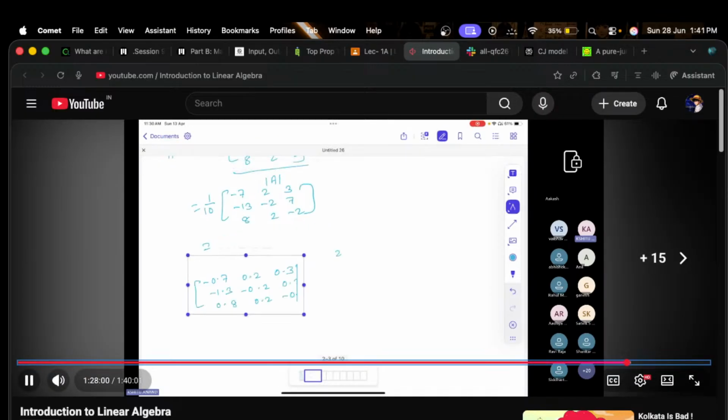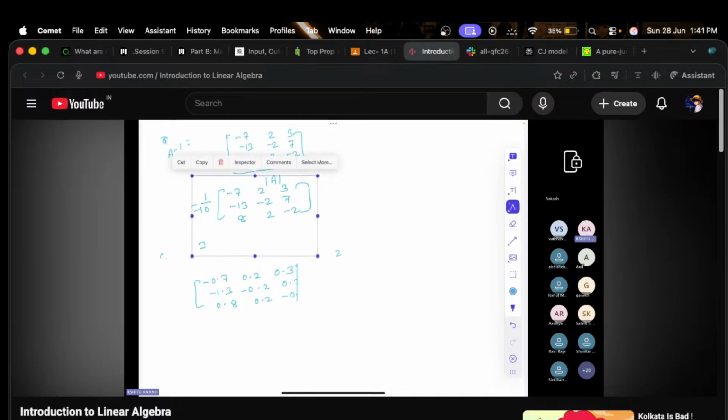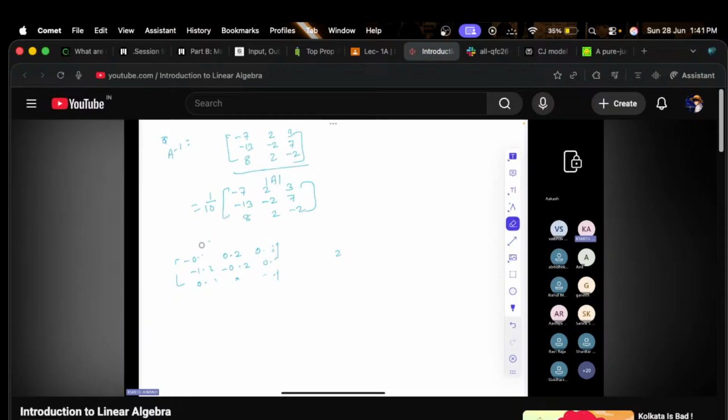So A inverse will be minus 0.7, 0.2, 0.3, minus 1.3, minus 0.2, 0.7, 0.8, 0.2, minus 0.2. So now this is your inverse of A.